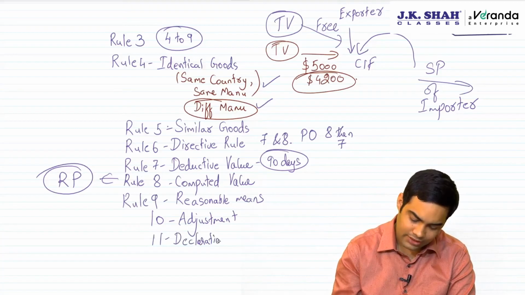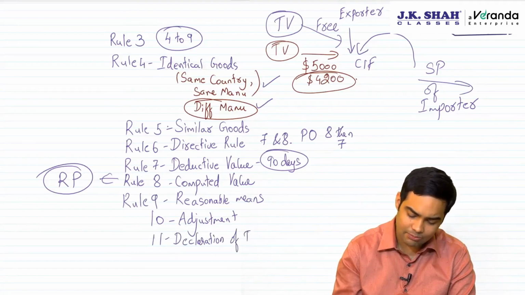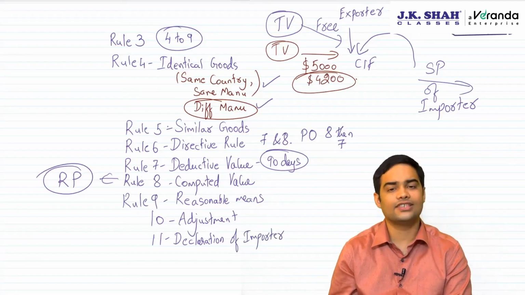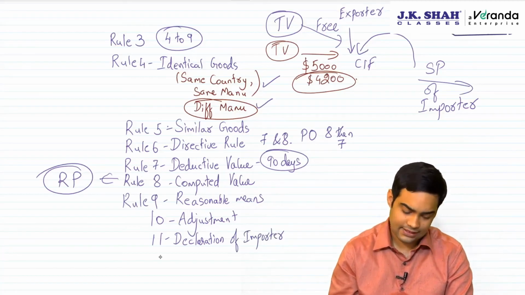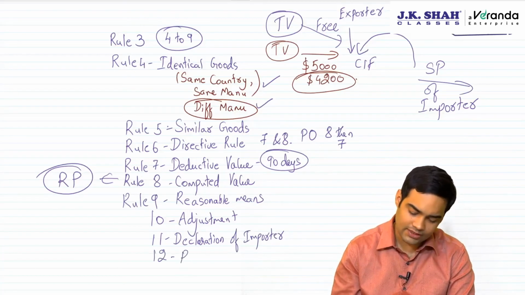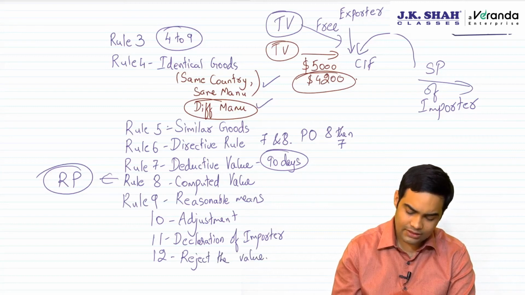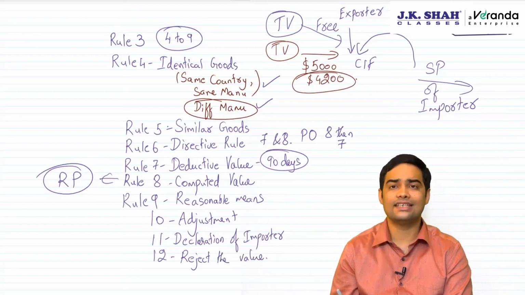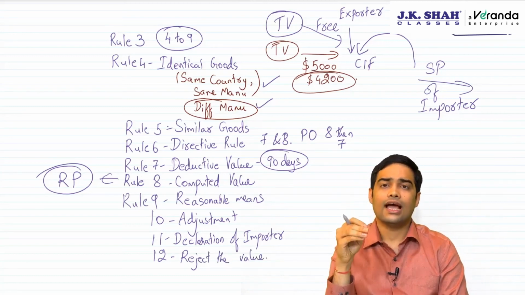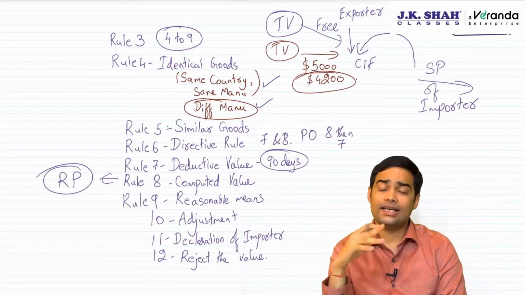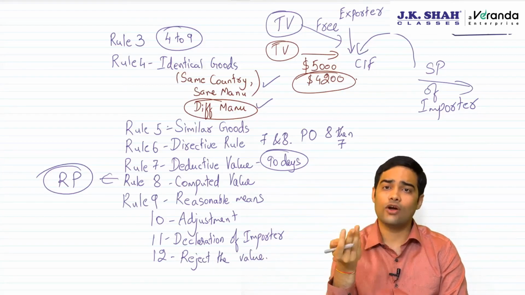By the importer. And what's the declaration which the importer would give? The importer would give a declaration saying that whatever I have stated is true and correct. Finally, Rule 12 gives a power where the officer can reject the value which has been declared by you. But he has to give the reasons in writing, and you have to ask for it.